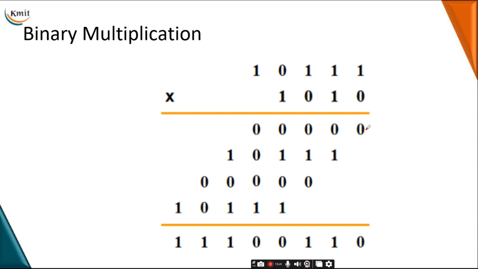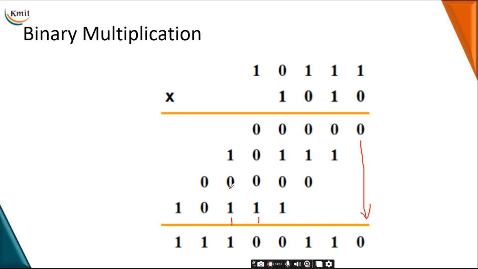Then all these partial products must be added in order to obtain your actual product. So partial products must be added here. 0 will come as it is here, and 0 plus 1 is 1. 0 plus 1 is 1. 1 plus 0 is 1. Next 0 plus 1 is 1. 1 plus 0 is 1. 1 plus 1 is 0 with a carry of 1. Next 0 plus 0 is 0. 0 plus 0 is 0. 0 plus 1 is 1. 1 plus 1 is 0 with a carry of 1.